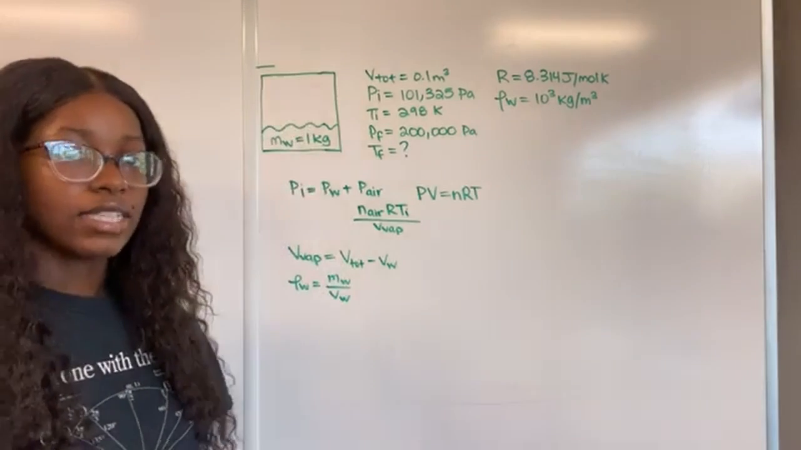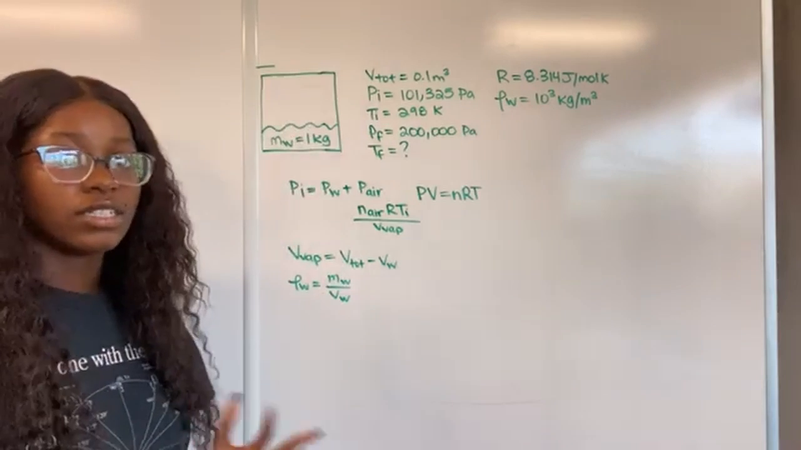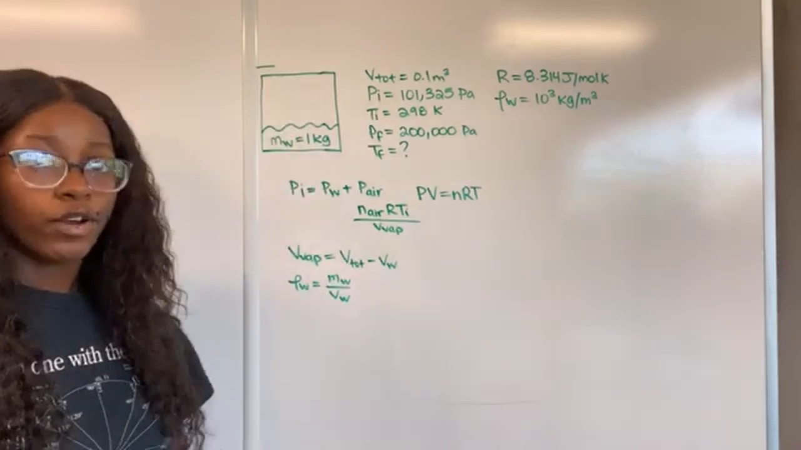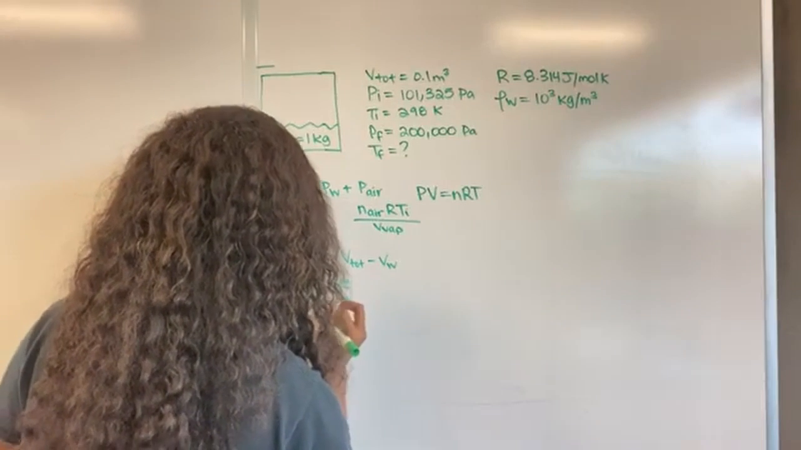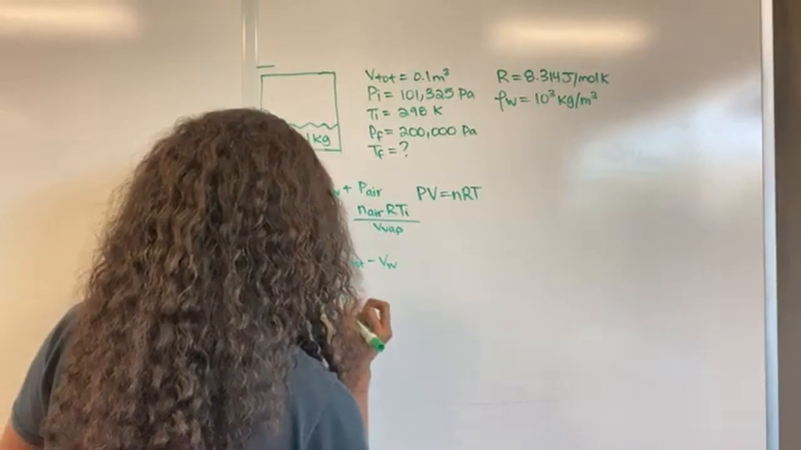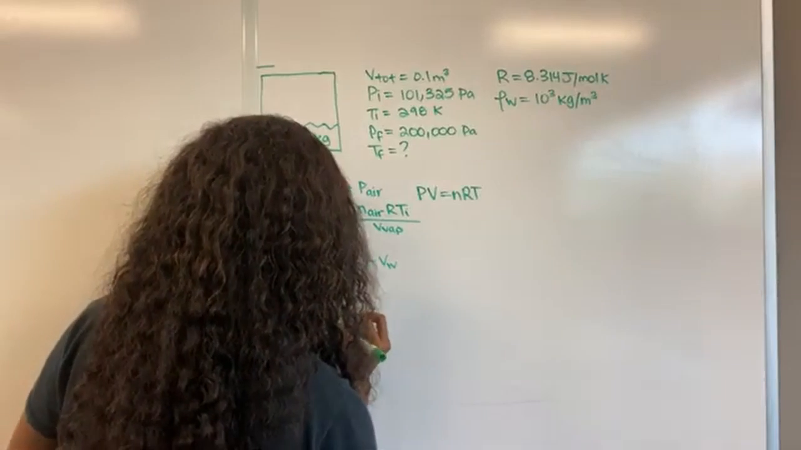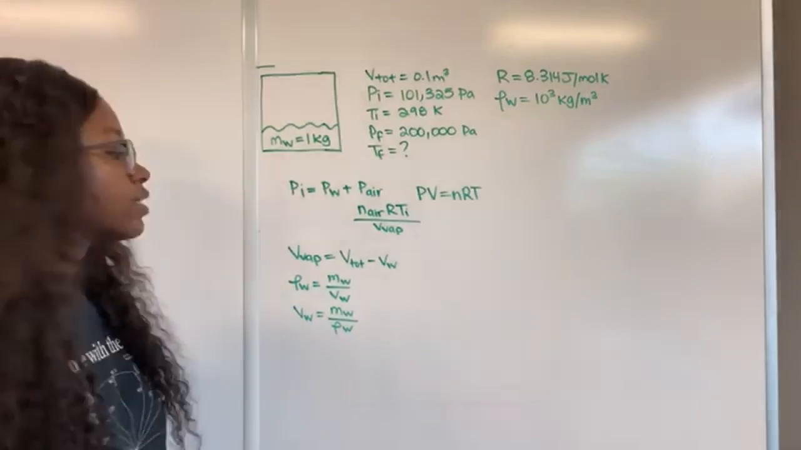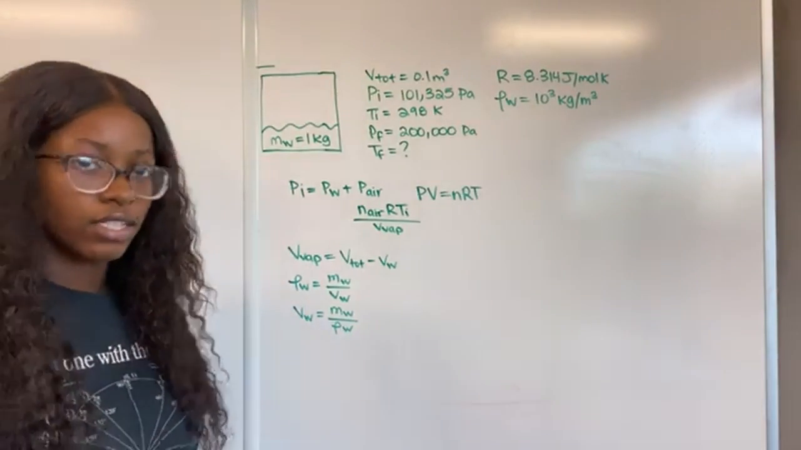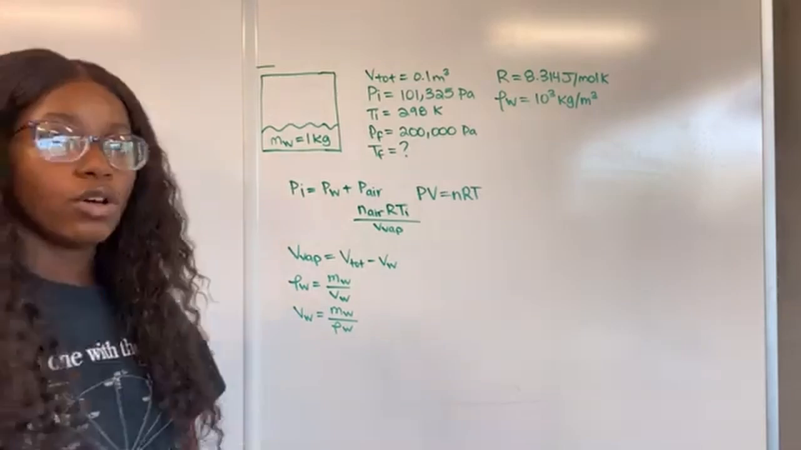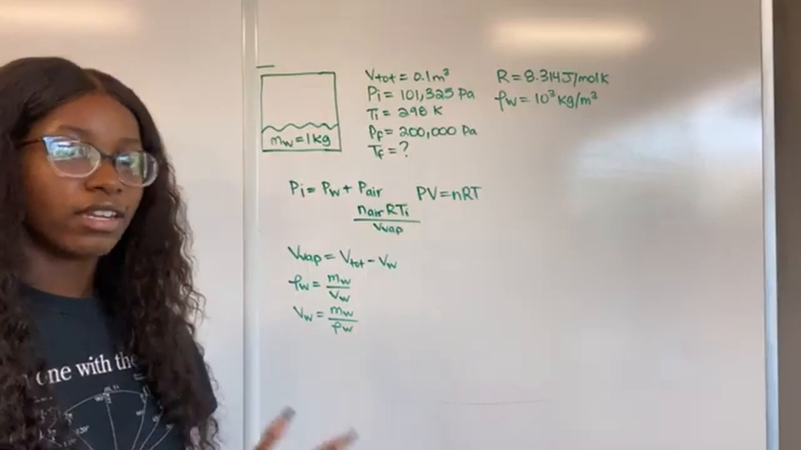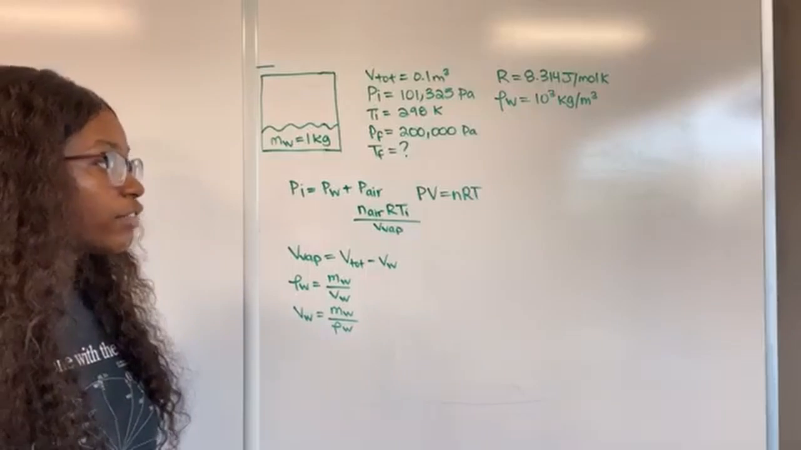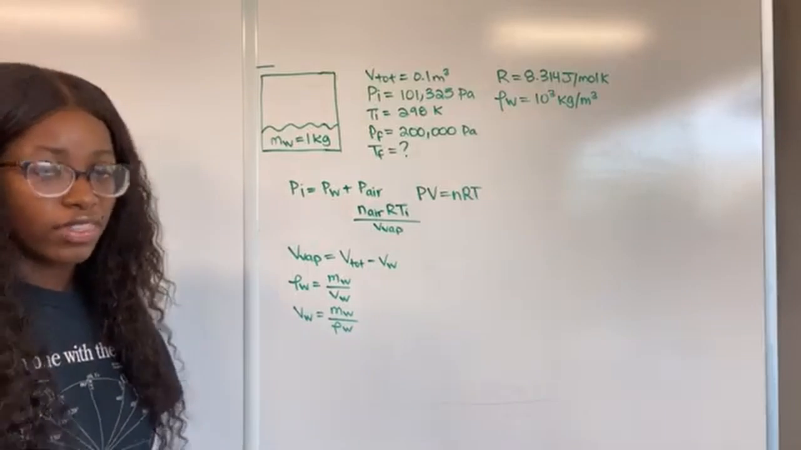And since we have the mass and the density, we can rearrange the density equation to solve for the volume of the liquid water. Which will give us the mass of the water divided by the density of water. So now that that's done, one more thing that we have to do before calculating the final temperature is figuring out how many moles of air are in the container.